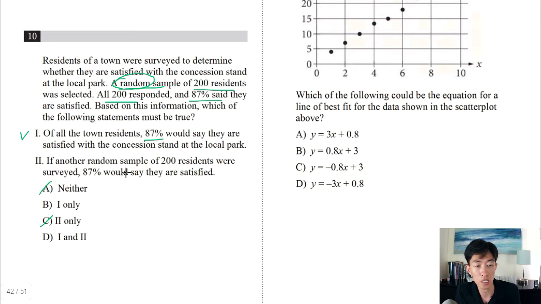So this actually is not going to be true, because given that it is a random sample, you would expect some variation from the number 87. And so we can eliminate choice 2, and therefore the answer is going to be B.